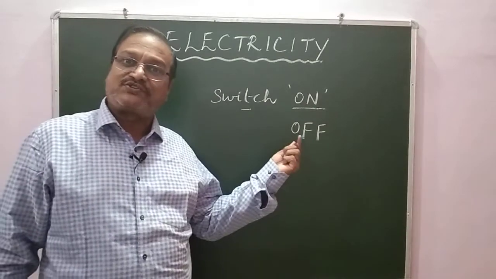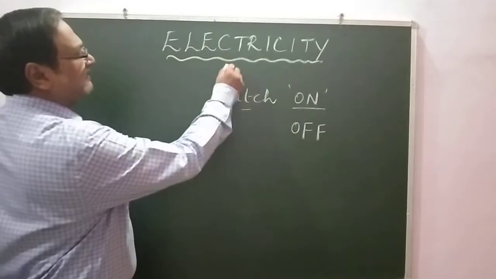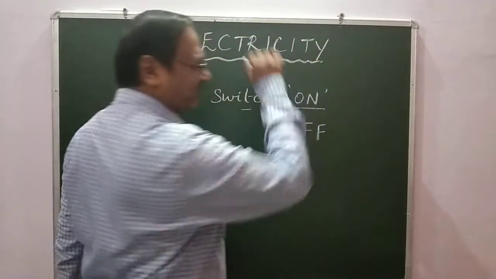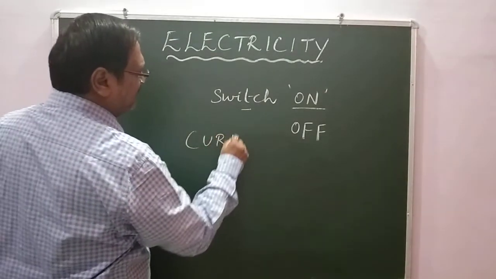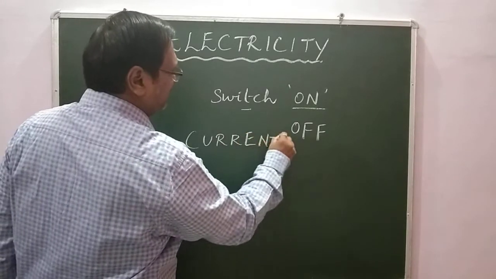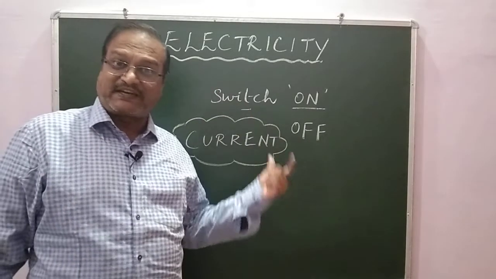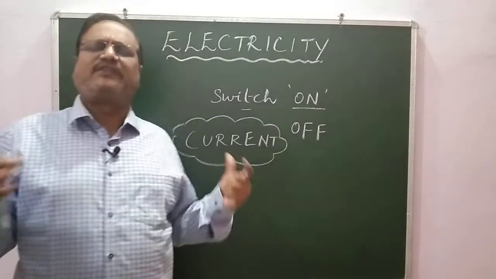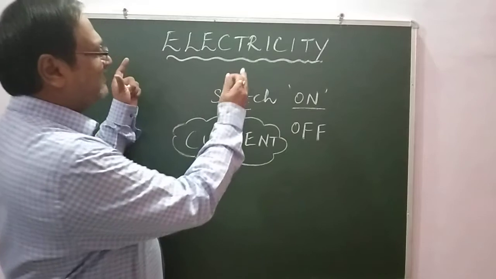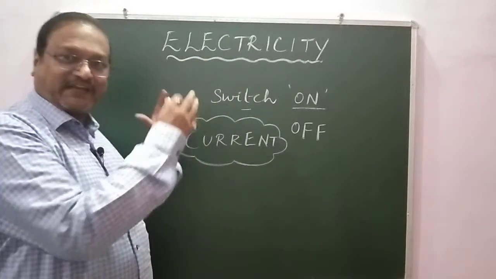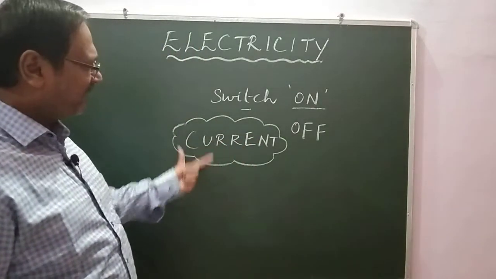What actually happens when I switch on a bulb? The electricity is flowing. Or we also say current is flowing. Now what is this current? Electric current, electricity, all of them are more or less one and the same. Now electricity is the topic and electric current is the subtopic. We are going to learn about electric current.